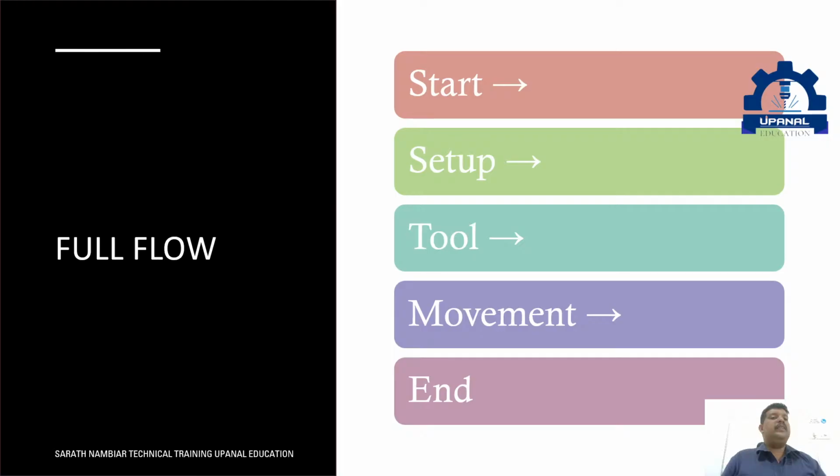Now let's look at the full picture. We started with the program beginning, then we set up the machine coordinates, then selected the tool, started the spindle, turned on the coolant, then movement commands controlled the machining. After that, the tool was retracted safely, coolant was turned off, and finally the program ended using M30. So if you look at the entire program, it follows a clear flow. Nothing random, everything has a place, and this is what I wanted you to understand today.